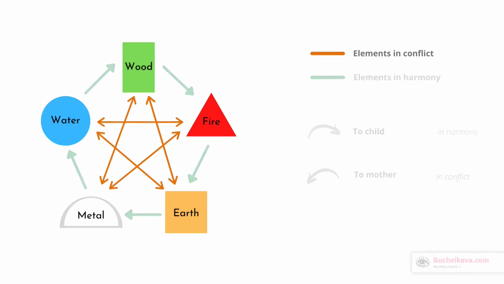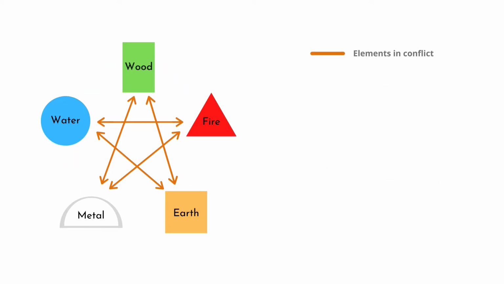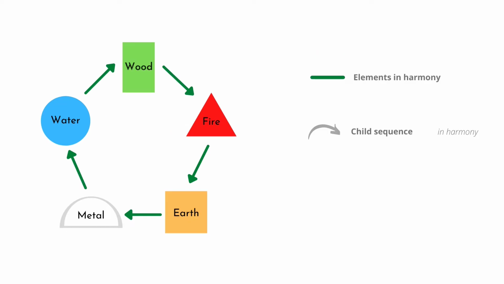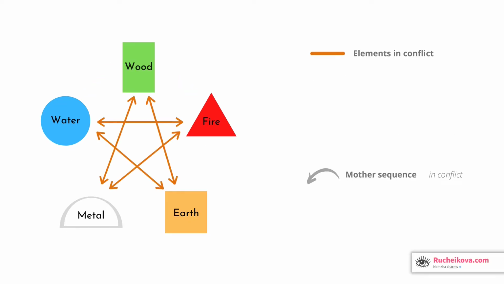Also, there can be a friend-enemy relationship between elements. For example, water extinguishes fire, so water is the enemy to fire. These elements are in conflict. Such type of relationship is considered as discordant. Depending on the type of relationship between elements of aspects, we will use child or mother sequence in the harmonization.